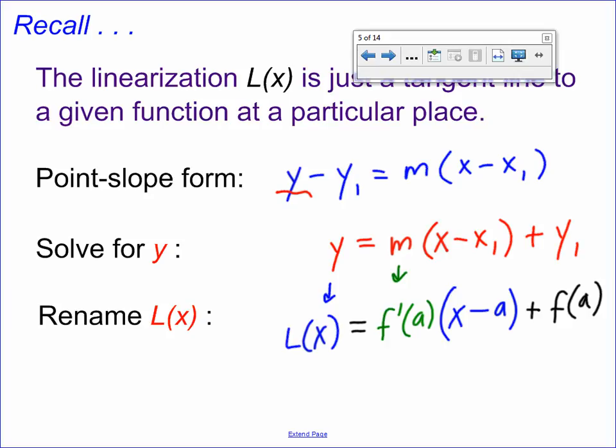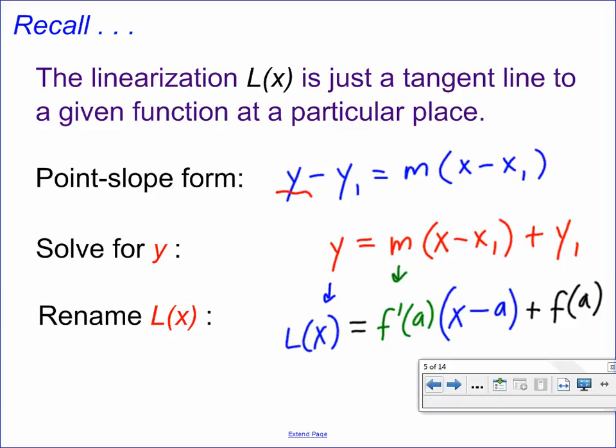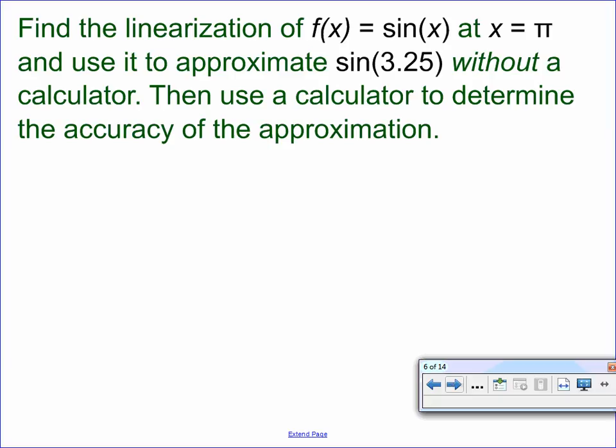All right, let's go ahead and see what kinds of things you might be asking. So let's find the linearization of a given function at a particular x value. We'll approximate sine of 3.25 without a calculator, and then we'll use the calculator to determine the accuracy of our approximation. All right, so let's go ahead and see if we can do the same thing we just did, but now with a new name. Same stuff, but different packaging. L of x is the equation of a tangent line. So we're going to need the same things. We're still going to need our x coordinate of the point of tangency. We're going to need our y coordinate of the point of tangency, and now we're calling that f at a. And we need our slope of the tangent line. We'll call that f prime at a.